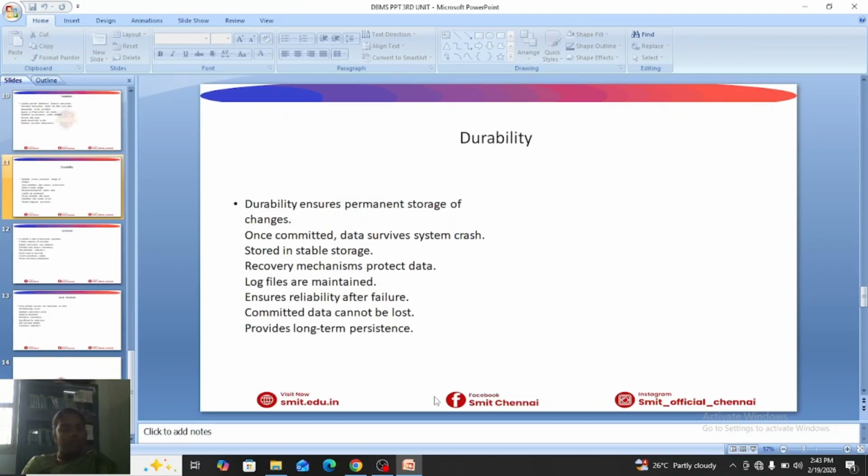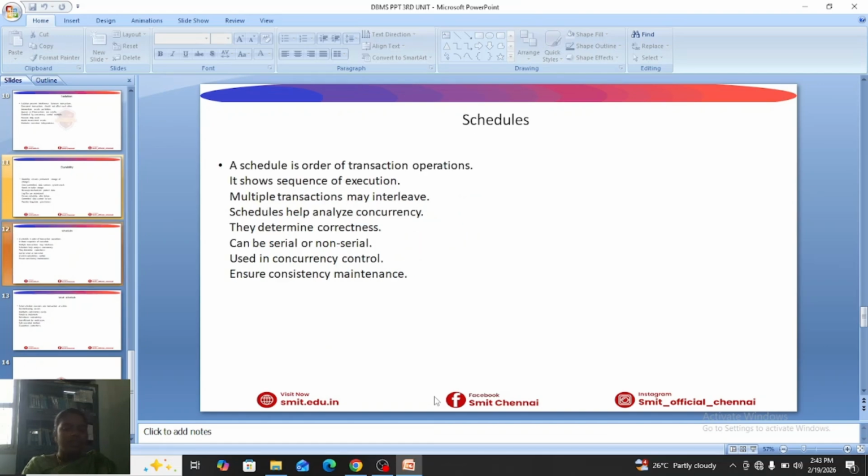Moving on to durability. It ensures permanent storage of changes. Once committed, data survives a system crash. It is stored in stable storage. Recovery mechanisms protect data. Log files are maintained, which ensures reliability after failure. Committed data cannot be lost. It provides long-term persistence.